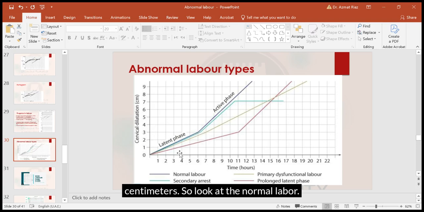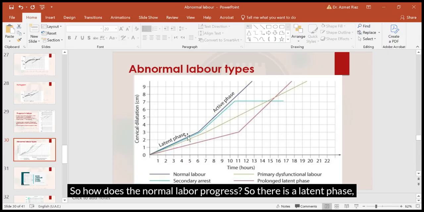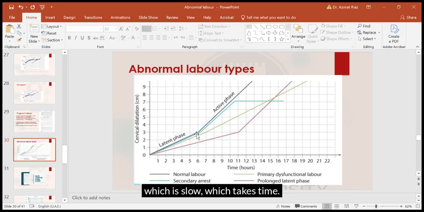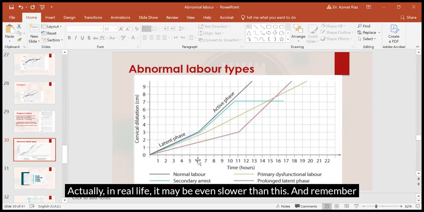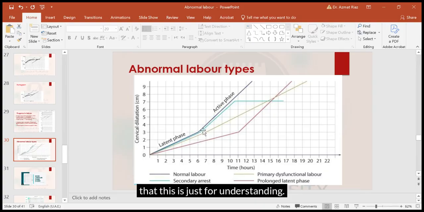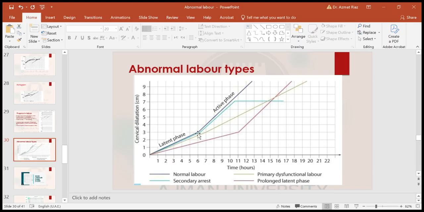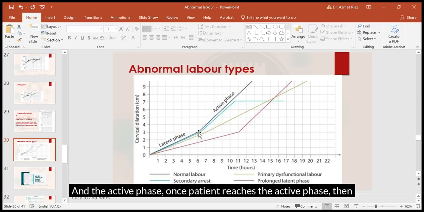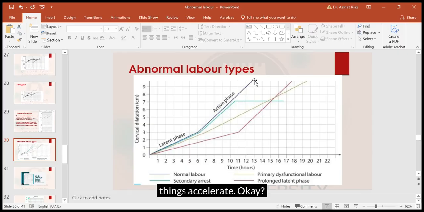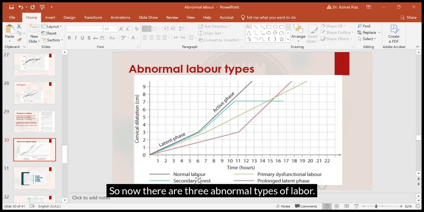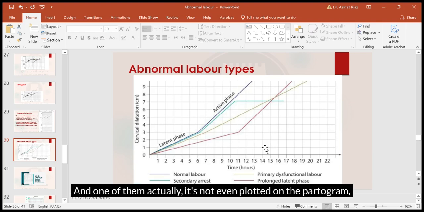So look at the normal labor. How does normal labor progress? There is a latent phase which is slow, which takes time. Actually in real life it may be even slower than this, and remember that this is just for understanding. We do not plot the partogram when patients are in the latent phase. And once the patient reaches the active phase, then things accelerate. Now there are three abnormal types of labor, and one of them is actually not even plotted on the partogram, but we have plotted it here just for understanding.